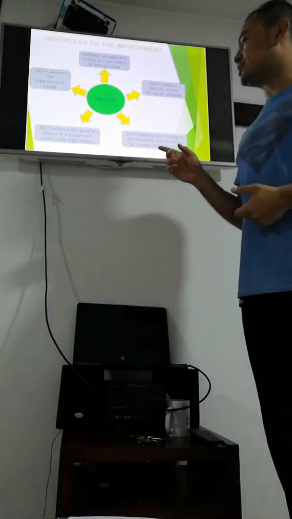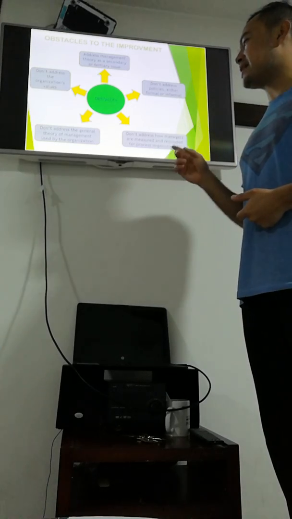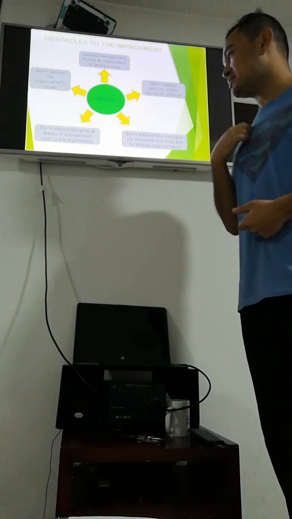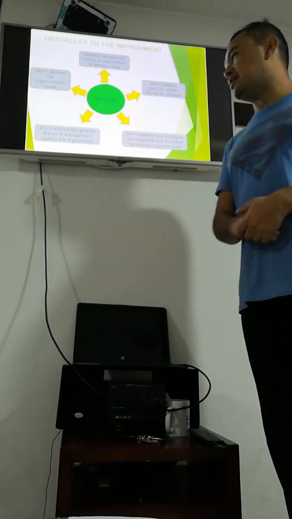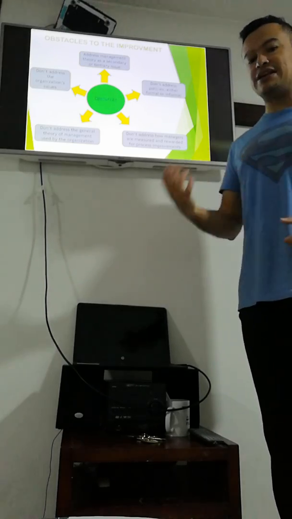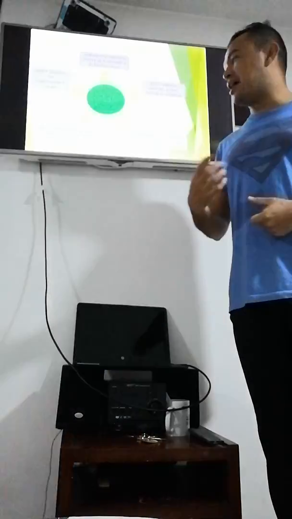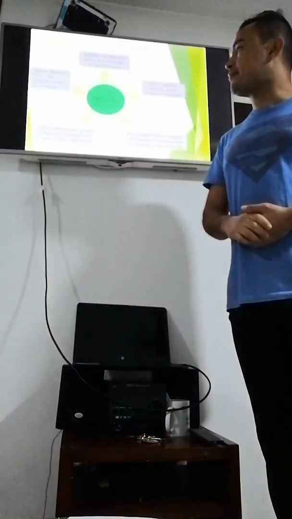Then another is the general theory of management used by the organization. In many organizations, you don't follow the theory of management the organization uses. You don't address the general theory, and that's a failure. And you don't address the organization's values. In many organizations, you have the values, but don't address them in a good way. Don't apply those values in a good way.